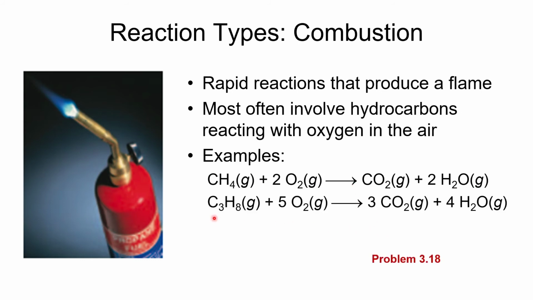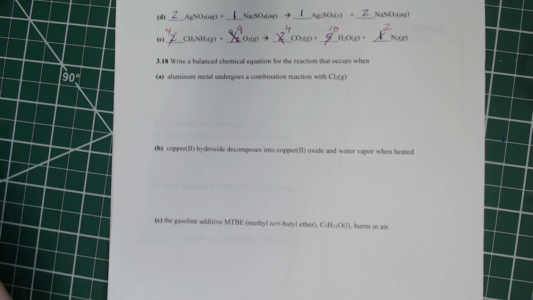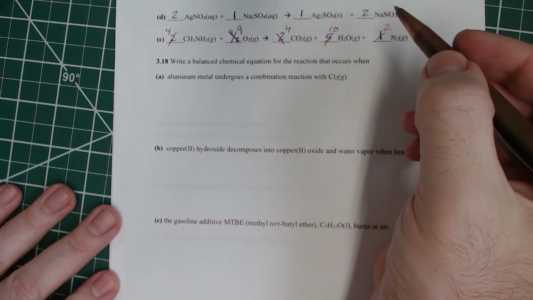But another one is propane, and here is a picture of a propane torch. When you burn propane, it will produce carbon dioxide and water. So we're going to look at several word problems, 3.18. We're going to look at several word problems that involve balancing equations, but we have to come up with the correct chemical formulas, and that is an important concept. So we're going to switch back over to the in-class assignment.